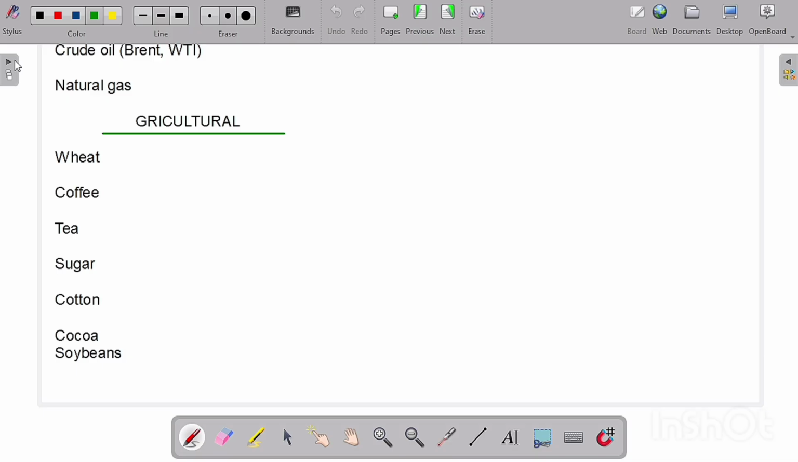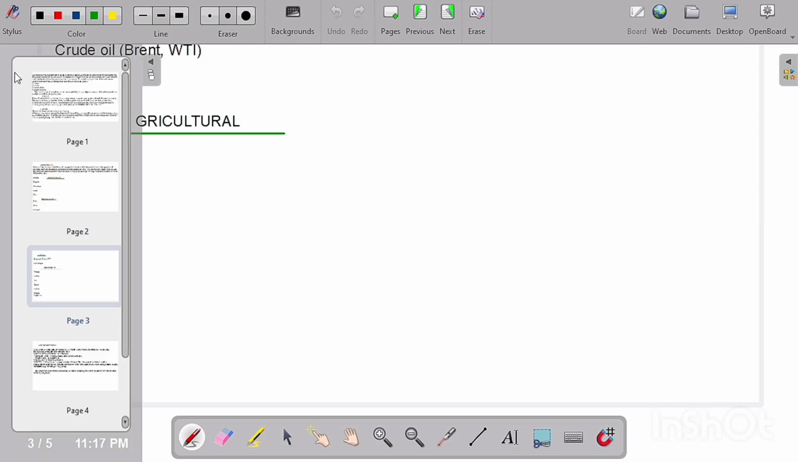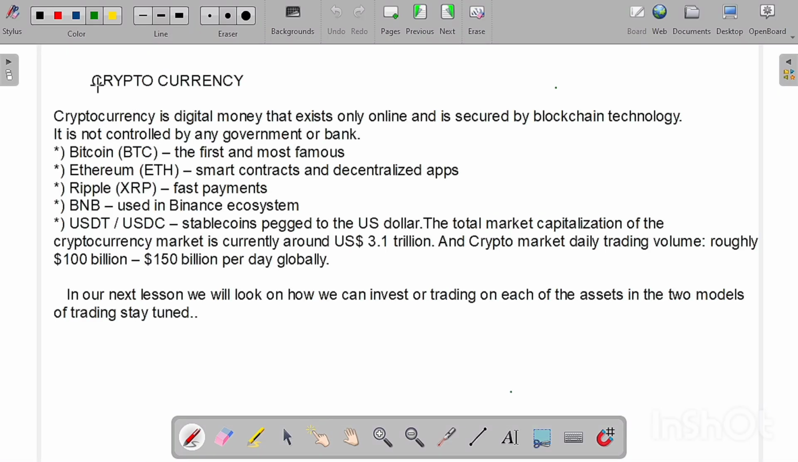And let's go to the next asset, which is cryptocurrency, my friend. Cryptocurrency is a digital money that exists only online and is secured by blockchain technology. It is not controlled by any government or bank. First, Bitcoin, the first and the most famous. This was one of the first cryptocurrencies to be produced, back in 2010. And later came Ethereum, for smart contracts and decentralized apps.